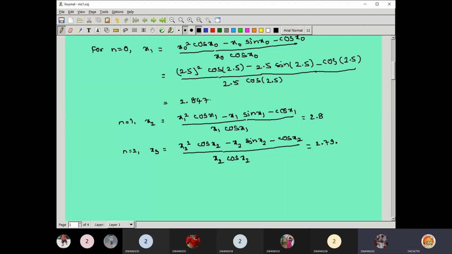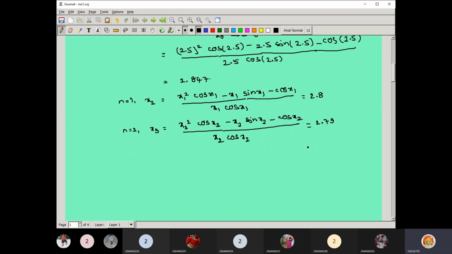Whenever you are doing problems, before starting, fix the number of digits. Don't change the number of digits, like one digit one time and two digits another time. Better you fix it so that it gives you the correct answer. If the previous one is also 2.79, you can stop. So approximately I am getting the same.